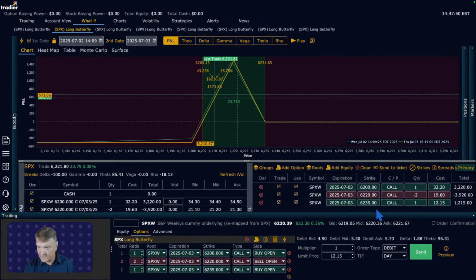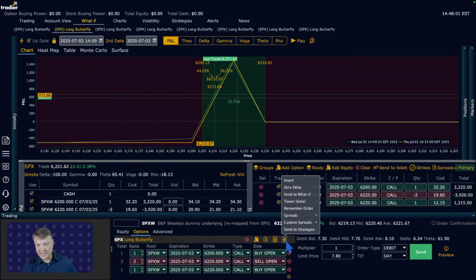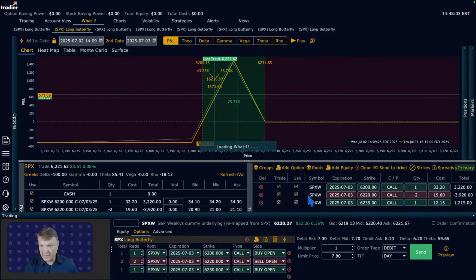Send a ticket. We are at 62.30, 62.30. There we go. Now it should be a $7 trade. Okay, so I'm going to send this to the ticket, send this to the what-if calculator, and these are the 3 that we're going to look at.